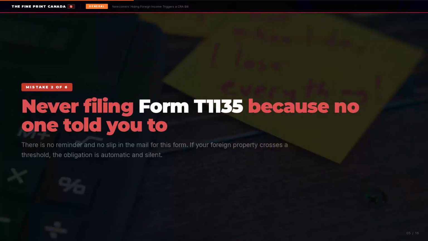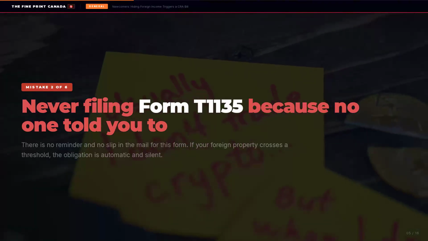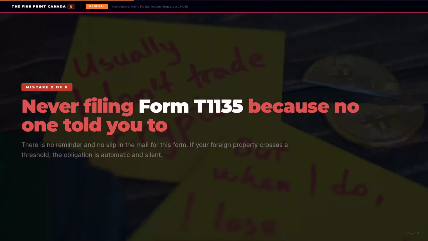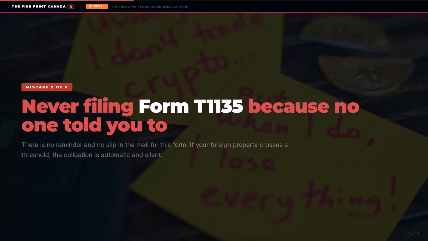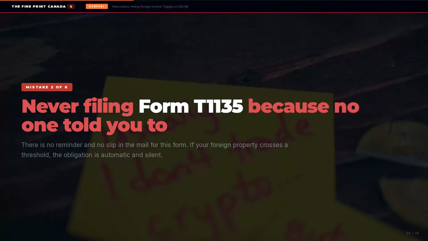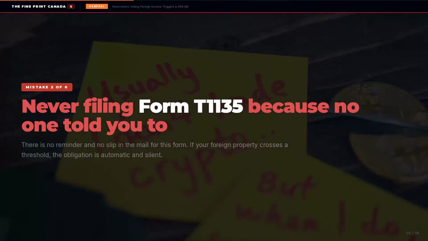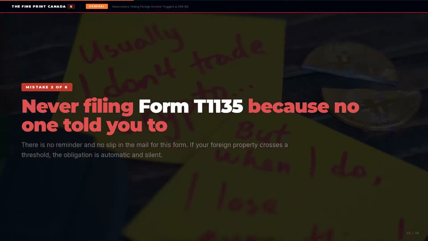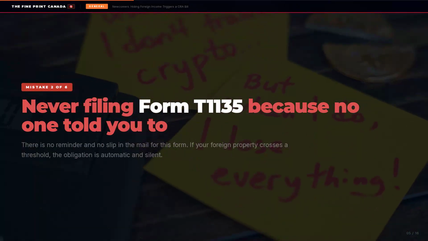The second mistake is never filing Form T1135, the Foreign Income Verification Statement. There's no letter, no slip, no reminder from anyone. The obligation just switches on the moment your foreign assets cross a line, and most newcomers have never even heard the form's name until the CRA raises it.